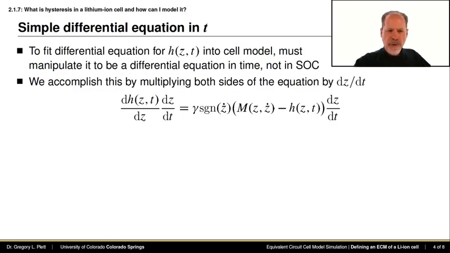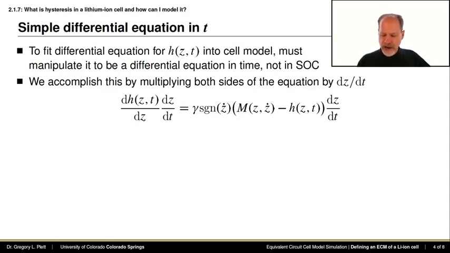And we can accomplish this by taking both sides of the hysteresis equation that you saw in the previous slide and multiplying both sides by dz divided by dt. And when we do that, on the left-hand side the dz's cancel, and so the left-hand side becomes dh by dt, which is h dot, which is of the form that we desire. So that is fantastic, perfect.